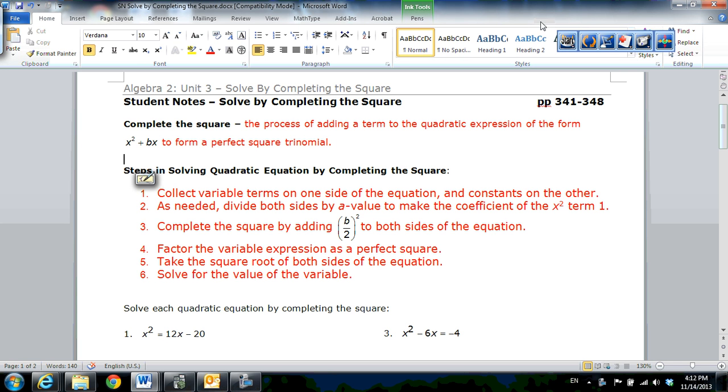Today we're doing completing the square. We'll spend a couple days doing this because it's kind of a complex idea. Here's the definition of what completing the square is. Here are all the steps. I will work through them as we go by. If you want to write them down, pause it. If you just write down how I do it, that's cool too. Up to you. All right, here we go.